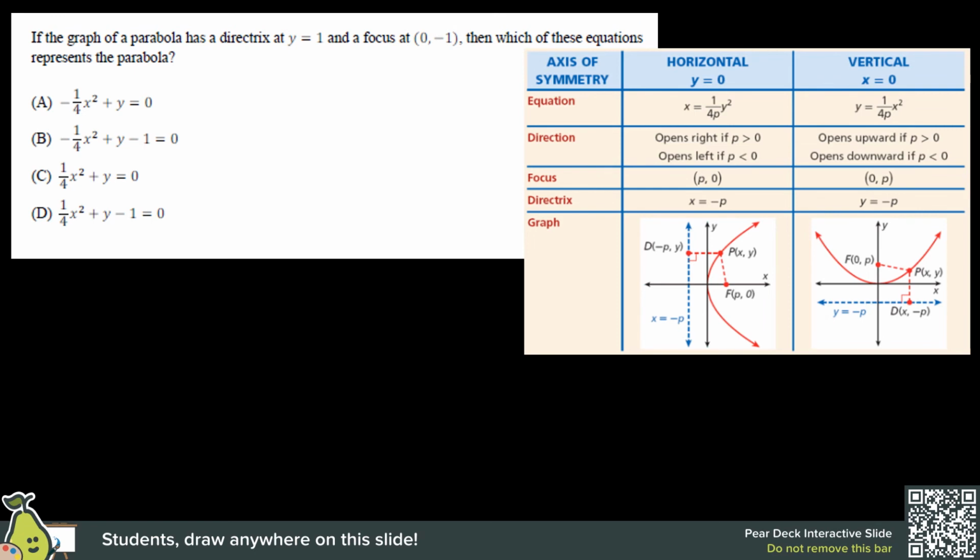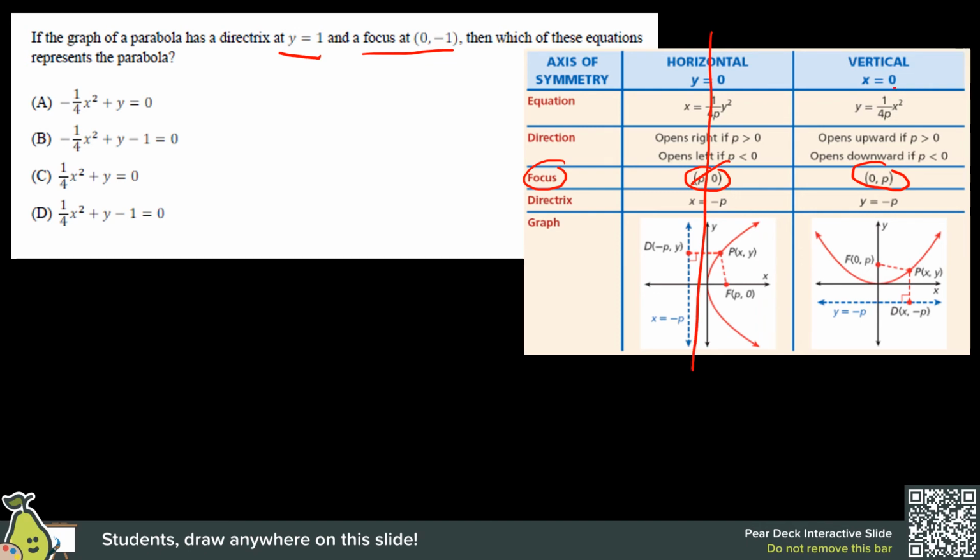It says here, if the graph of a parabola has a directrix of y equals 1 and a focus at (0, -1), which of these equations represents the parabola? So they're giving us some information, directrix and focus. And we need to figure out, are they giving us information for horizontal or vertical? Well, right away, I'm looking at these focus values, (p, 0) or (0, p). So for the focus, I have (0, -1). So already this means that I'm not doing horizontal.